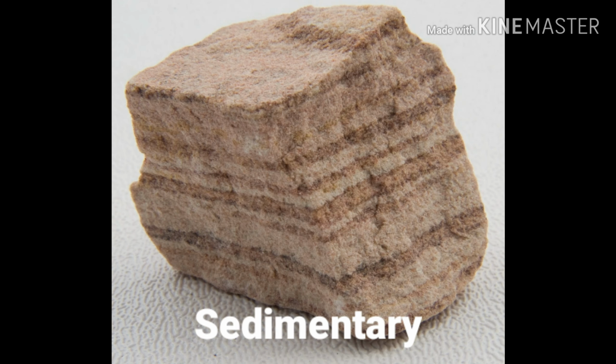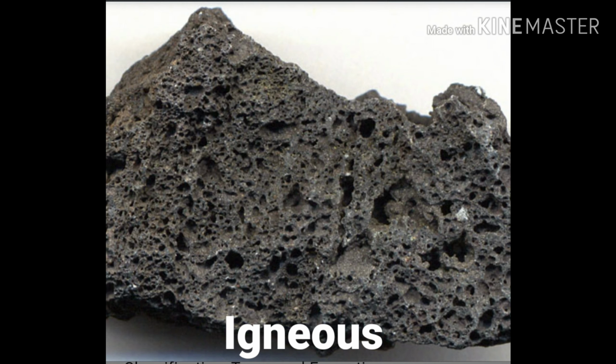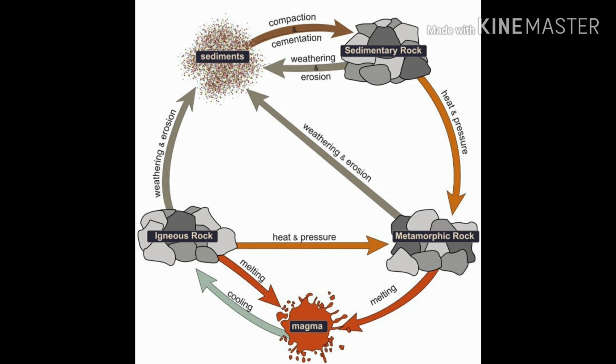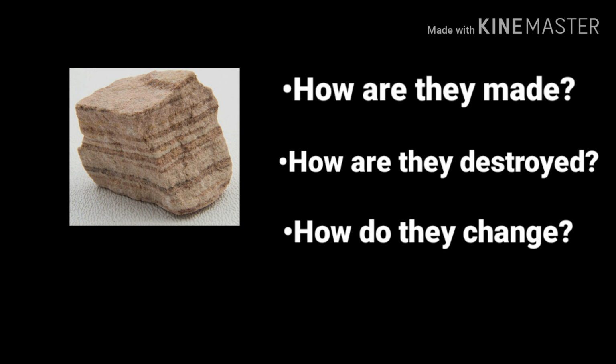On Earth, there are three types of rock: sedimentary, metamorphic, and igneous. These are the types of rock that make up all the rocks on Earth and are formed and destroyed in what is called the rock cycle. To understand the rock cycle, we first need to understand the properties of these rock types and how they were made, so we can further understand how they can change into each other.